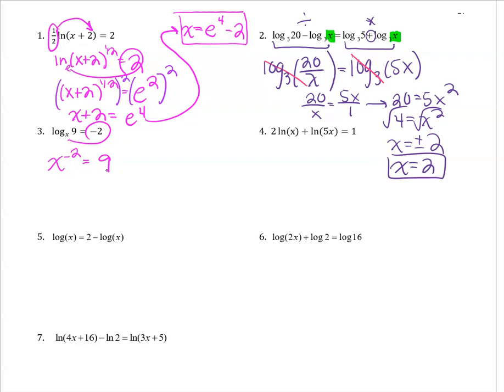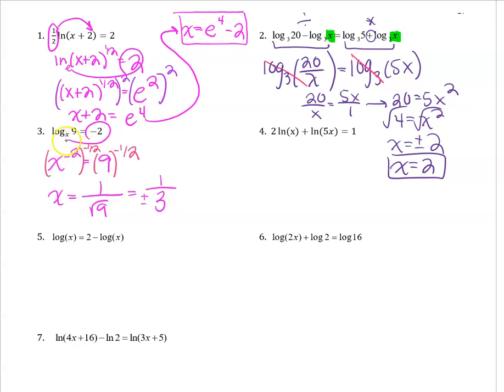Now, in order to undo the negative 2, you're going to have to raise both sides to the negative 1/2, just like what we did in our exponentials unit. So this is then x equals 1 over the square root of 9, which is technically 1 over, or plus or minus 1/3, I should say.